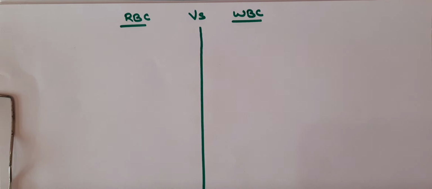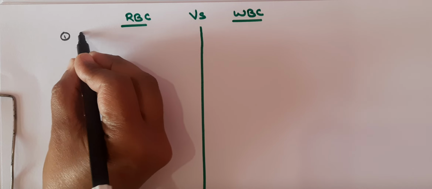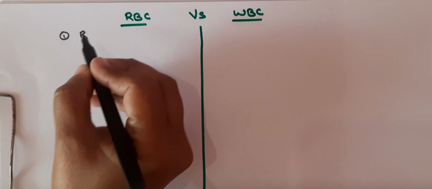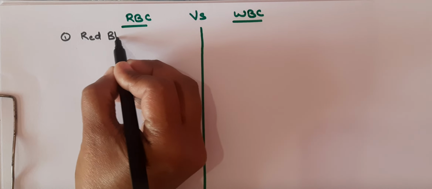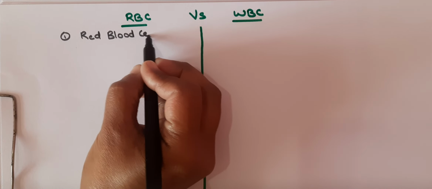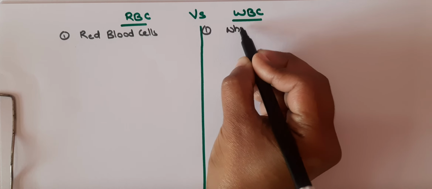And as the 10th class examinations are approaching, so we are trying to cover the point-wise differences that are very important for the board examination. So today we are going to discuss the differences between the RBC and the WBC. So the first difference is in the abbreviation only. RBC stands for red blood cells, and the WBC stands for the white blood cells.